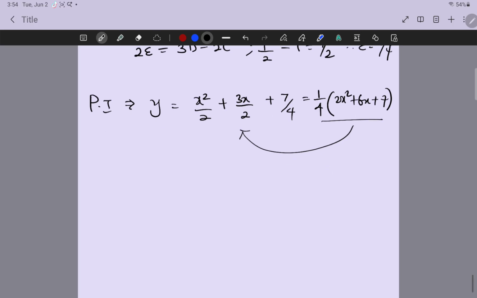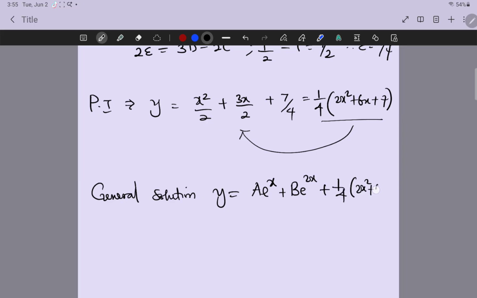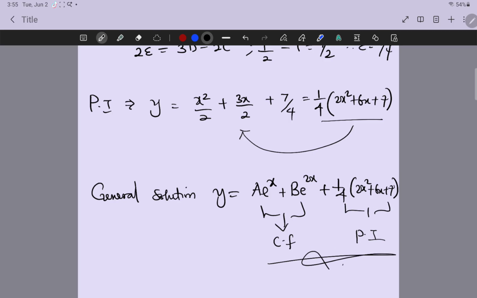All right. So at the end of the day, our general solution will be y is equal to Ae^x plus Be^2x plus 1 over 4 into 2x squared plus 6x plus 7. So this is the complementary function and this is the particular integral. See that? This is the answer. It's very, very simple and very, very straightforward.